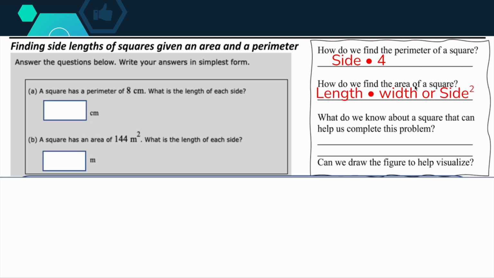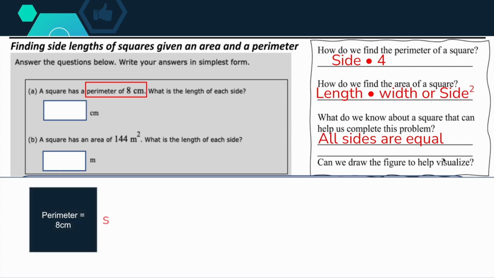To do the area of a square, we do length times width. Since it's a square, length and width are going to be the exact same thing, so we can also say the side squared. That means the same thing. What do we know about a square that can help us complete this problem? Well, all the sides are equal, right? That should help us. If I know one side, I know all the sides. Or if I know that all the sides are equal, then I can divide up a perimeter that's a total of all the sides by 4.